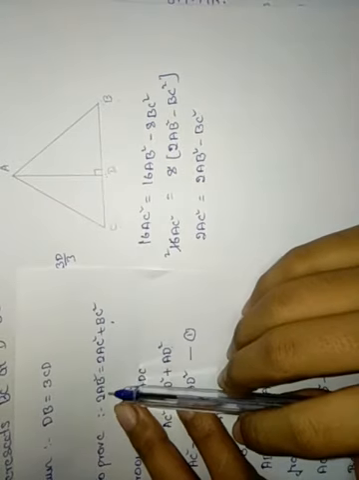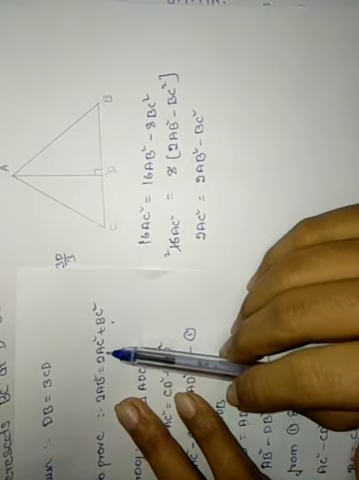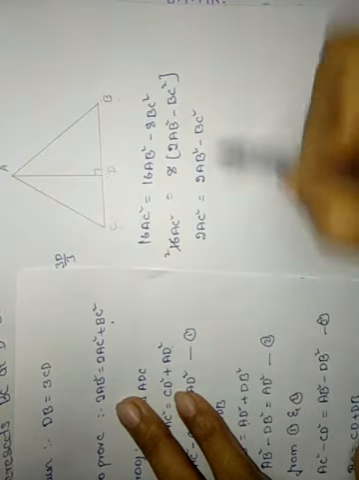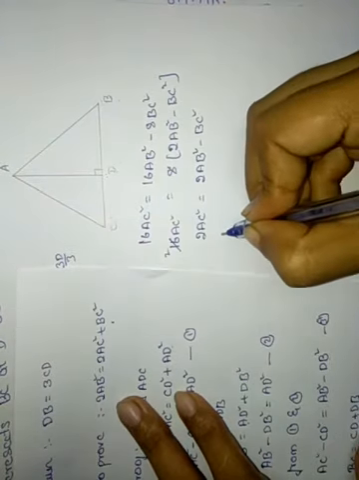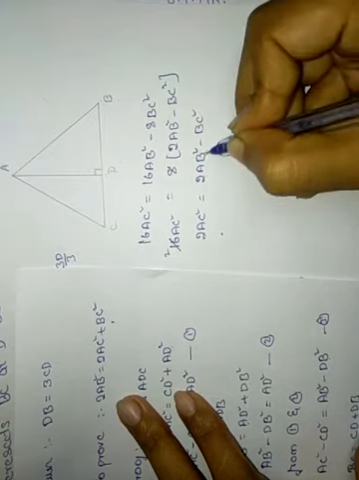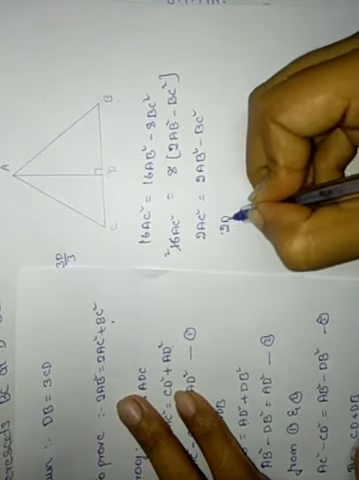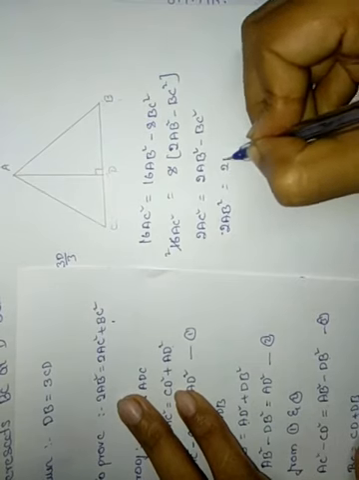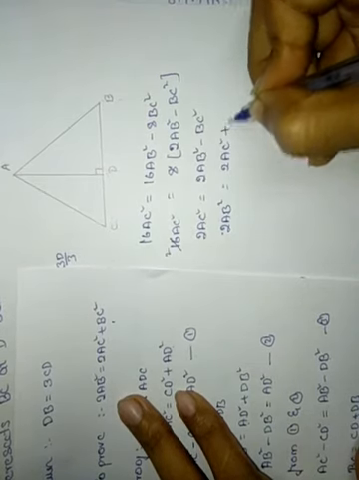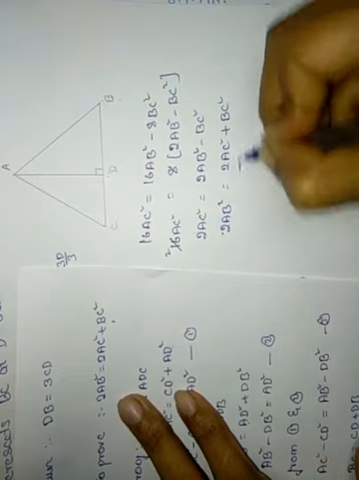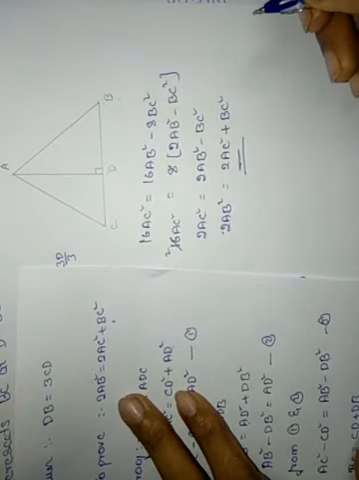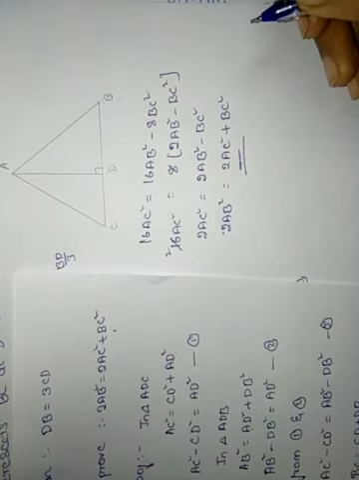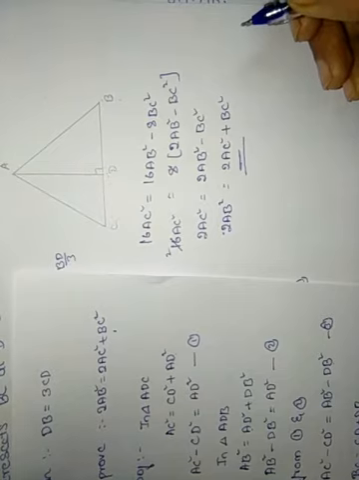But here we need 2 times AB square equals 2 times (AC square plus BC square), right? So we'll rearrange this equation. We'll keep this 2AB as it is and bring this to the left hand side. So we'll get 2 times (AC square plus BC square). This is what was required to prove, right? Hence we proved the 14th one. Next we'll move to the 15th.